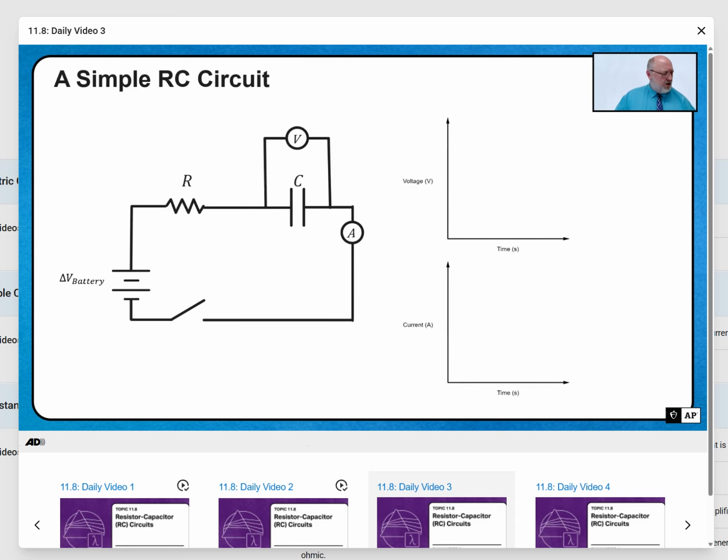Okay, so we're going to close the switch, and the very first thing that's going to happen is some current is going to start to flow through our circuit. At the very beginning, that capacitor has no charge on it, and so it's going to act like just a little piece of wire connecting those points where the capacitor is, and so there'll be great flow of current.